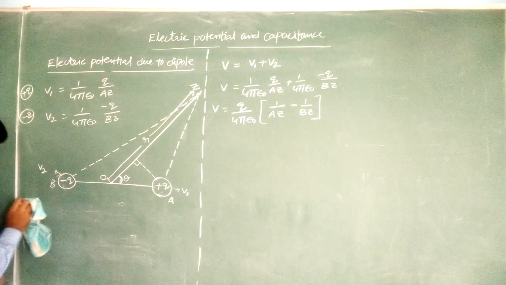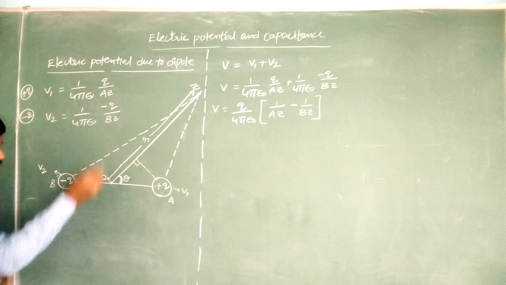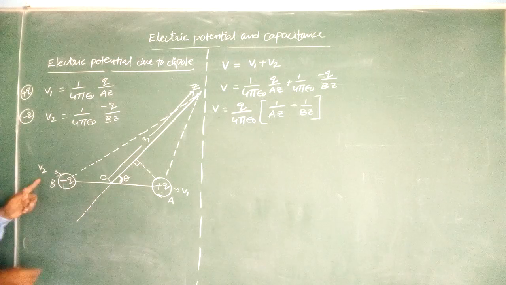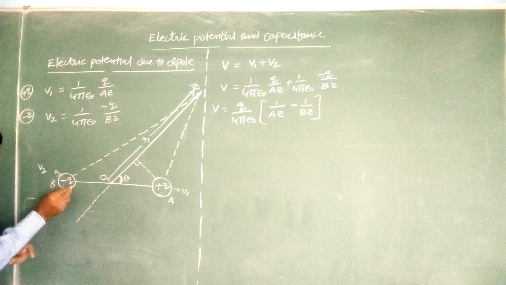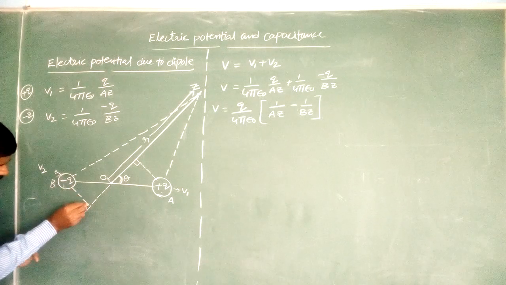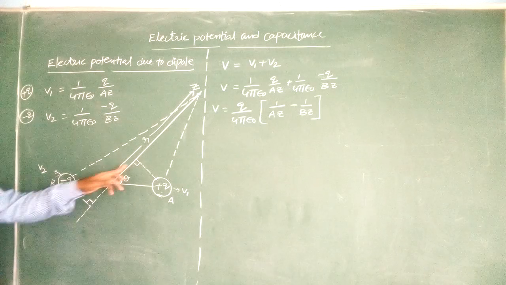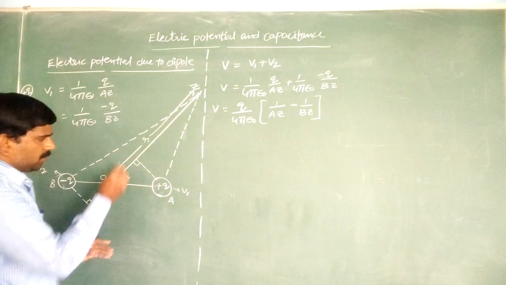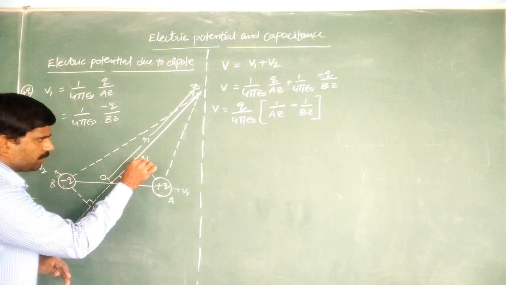Observe. Extend this OZ and draw the perpendicular from point B onto the OZ line. This one is the perpendicular, so here also the angle is equal to 90 degrees. From these two triangles, this is M and this one is N.